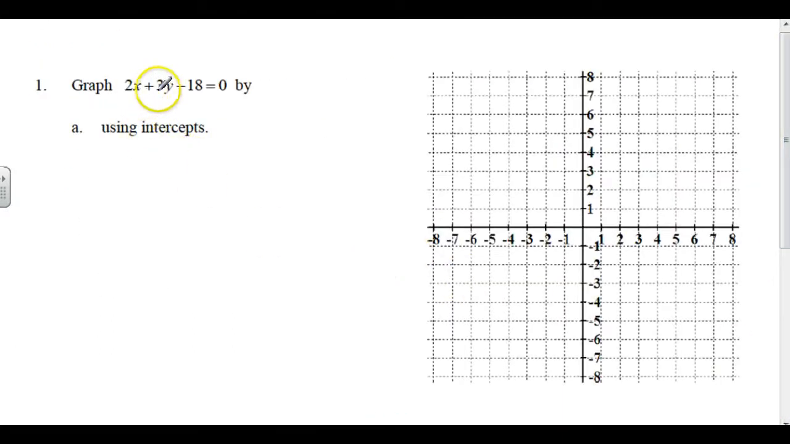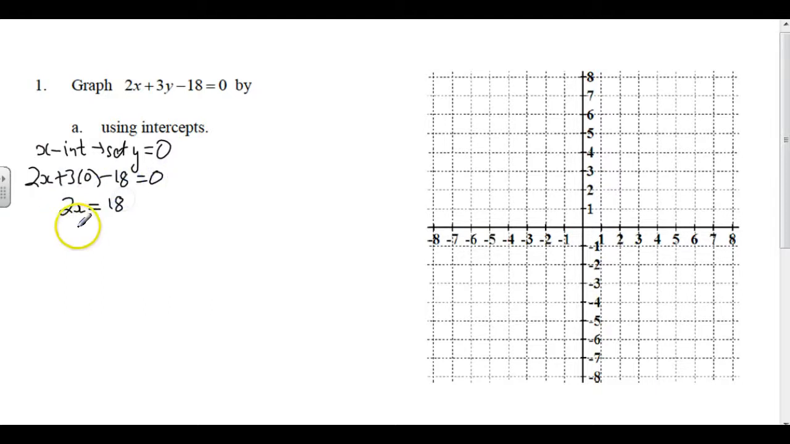Graph 2x plus 3y minus 18 equals 0 by using intercepts. Okay, so remember, to get the x-intercept, we set y equal to 0. So we'll have 2x plus 3 times 0 minus 18 equals 0, which means 2x is 18 and x is equal to 9. So the x-intercept is 9, and we have a point.